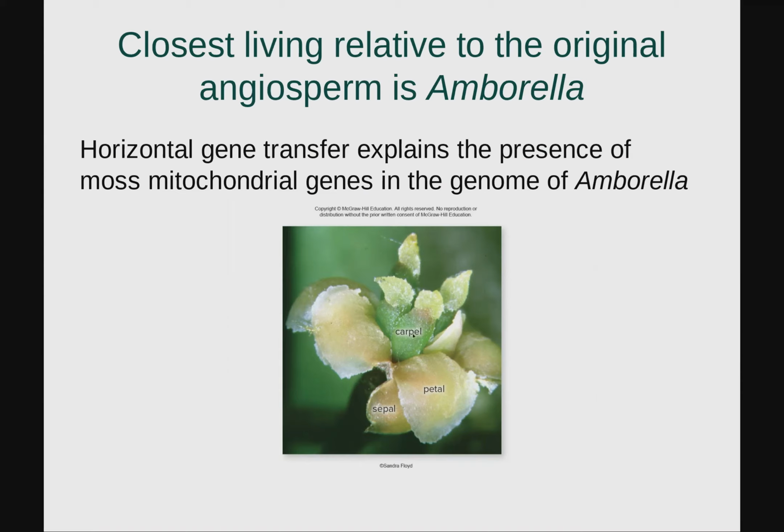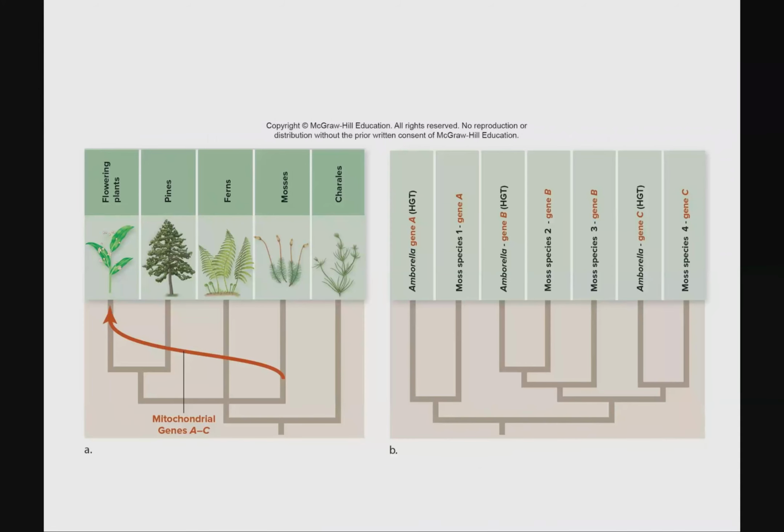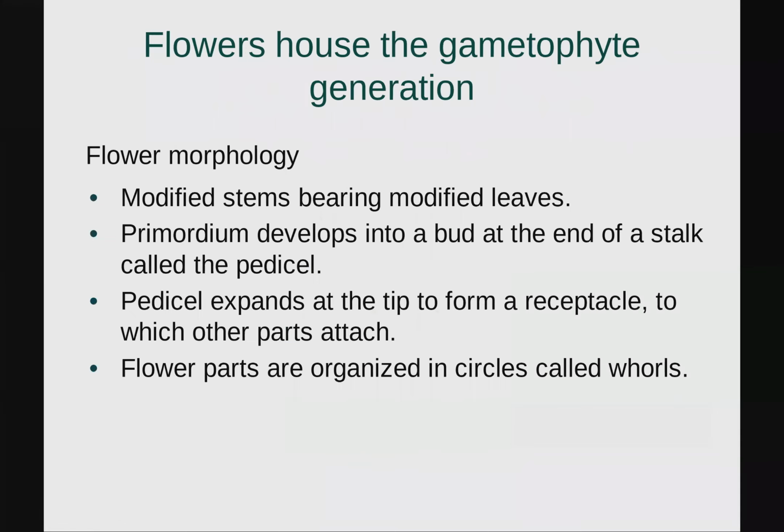Now, we can see an Amborella here. It has carpel, it has petals, it has sepals. We'll get into the structures here, but this is our oldest relative of all angiosperms. And there seems to be a really interesting evolutionary thing where mitochondrial genes were transferred from mosses to flowering plants. Actually, a pretty cool evolutionary thing. Not so important, but I wanted to make mention of it because I think it's pretty cool.